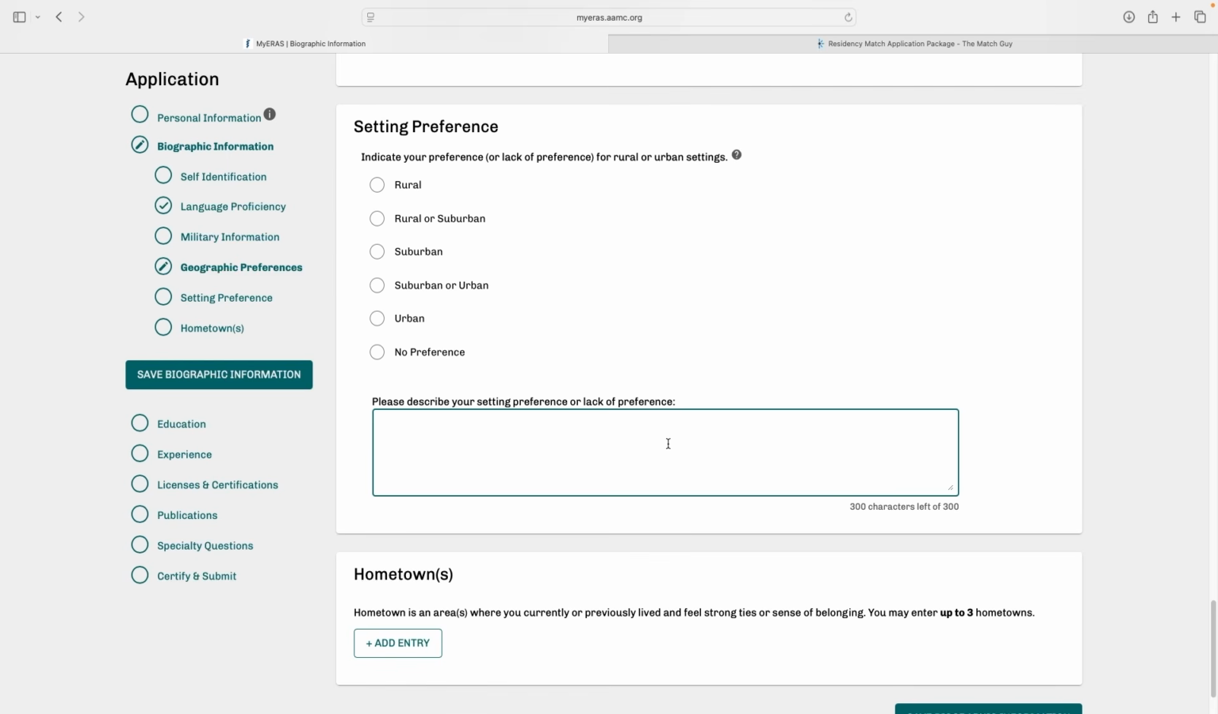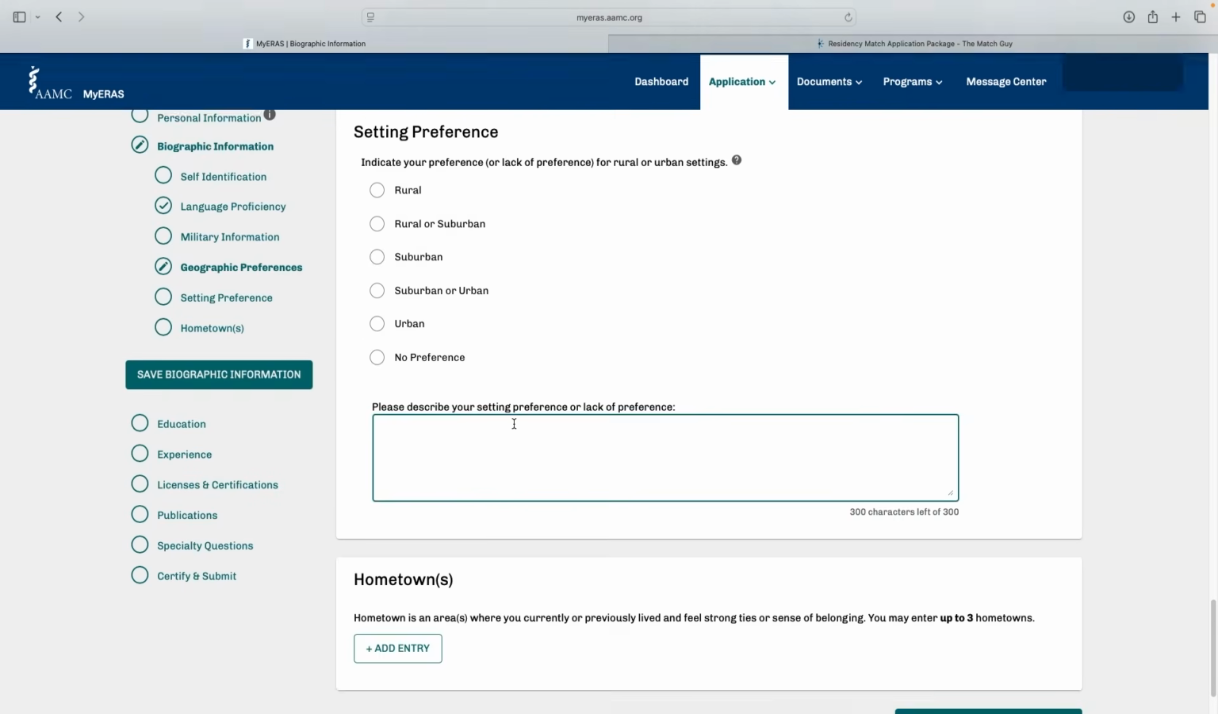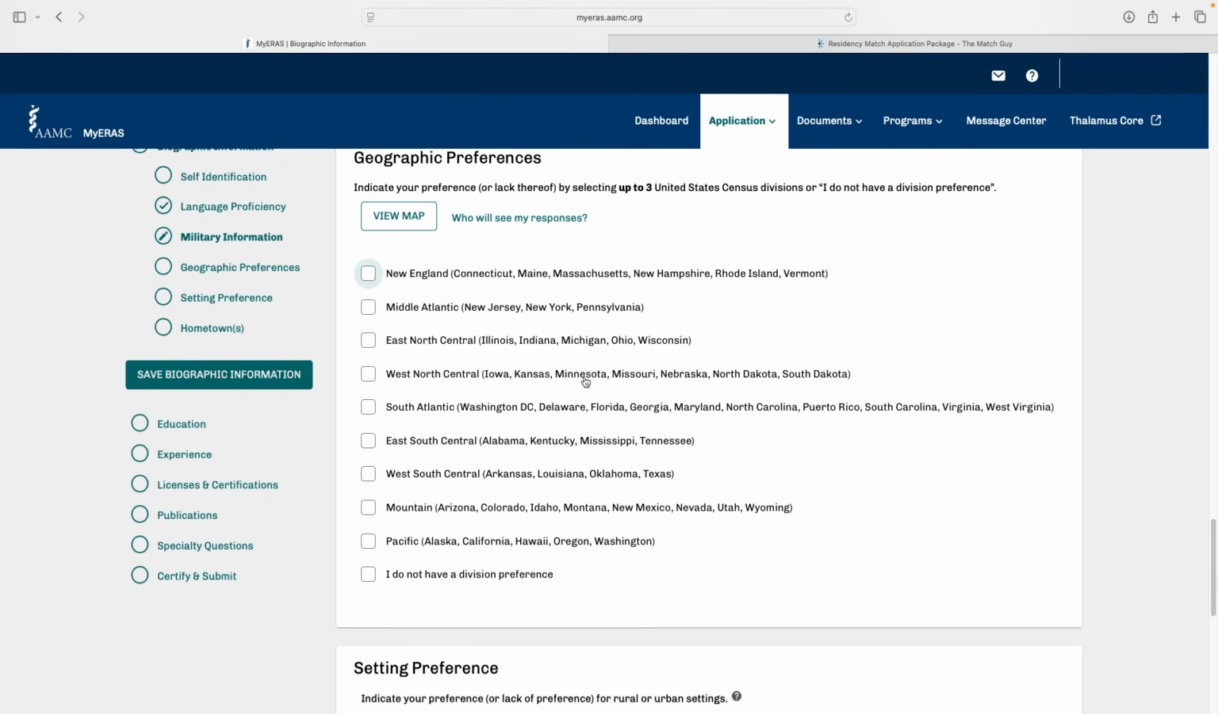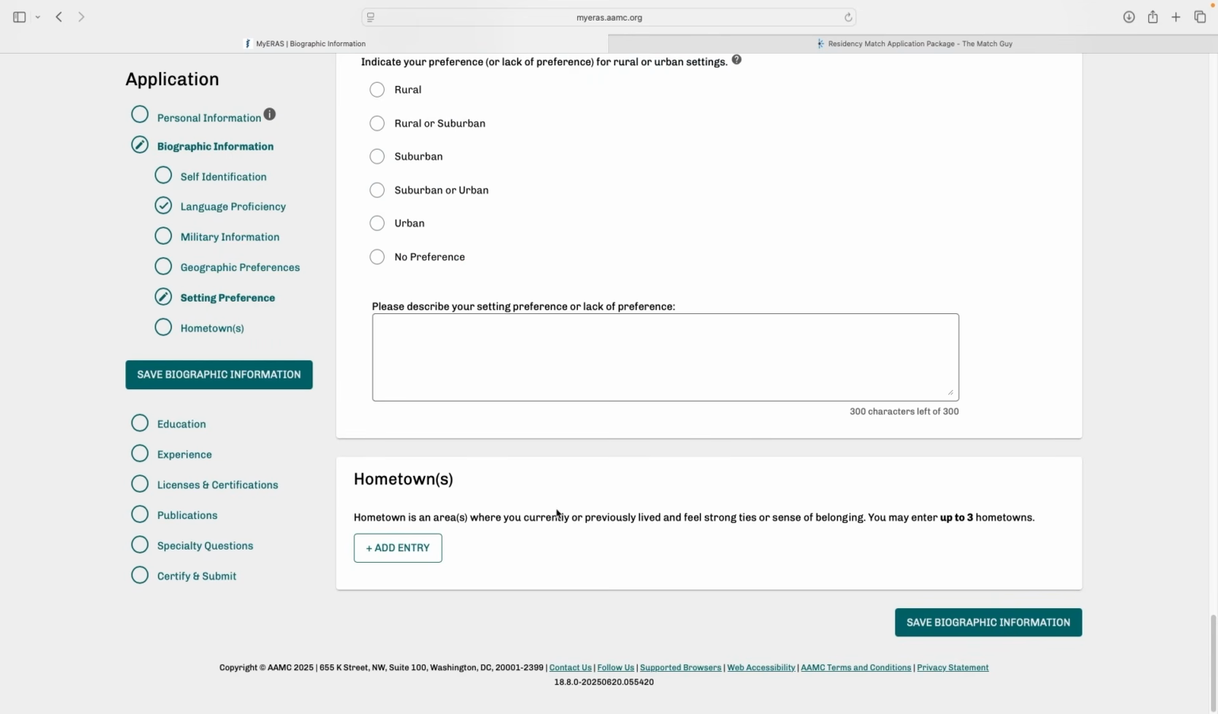And our editors, as I mentioned, can help you edit these sections, help you decide on the geographic preference if you have questions about that, but mainly help you refine the reason why you want that specific geographic area or that setting preference. Then you can add your hometown, and you can pick up to 3 hometowns. And some programs, especially in smaller rural areas, might want people who have a hometown that is similar to where they are, because maybe there is some relationship between people who lived in that area and end up wanting to match in that area because their family is there, or they just want to live there because this is their hometown.